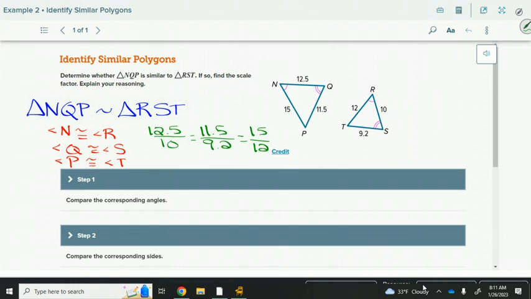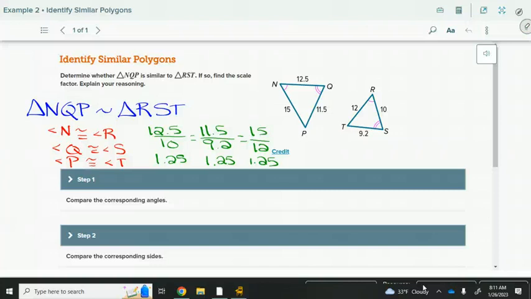What's 12.5 divided by 10? 1.25. What is 11.5 divided by 9.2? 1.25. What is 15 divided by 12? So are these two similar? Yeah, so that's how we're going to check that. That's how we prove that they're similar. Double check that their angles are all equal, and then set all their sides up in proportion and check those numbers. We can do that. That's fine. That's probably better than another kind of proof we can do.